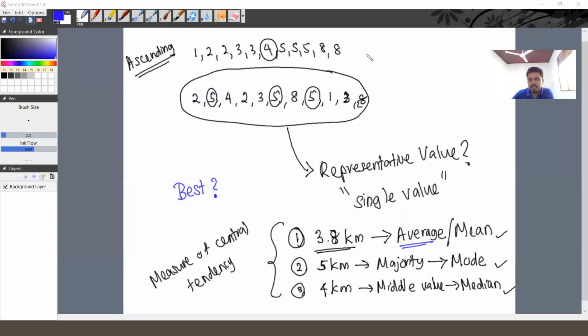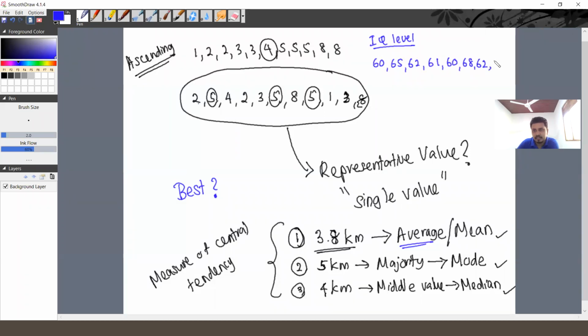What if I take an example like this? Right. Assume this is regarding your IQ level. I am gathering data on your IQ level. Right. 60, 65, 62, 61, 60, 68, 62, right? These are your IQ levels. And suddenly we are seeing one with 108.